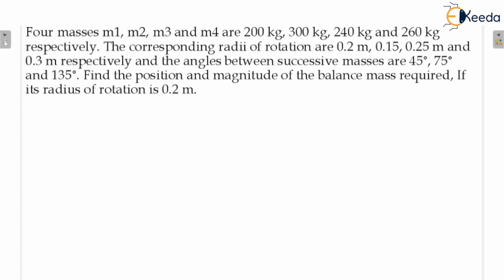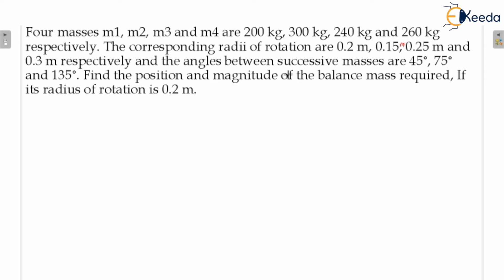Four masses M1, M2, M3, M4 are given and the corresponding radii of rotation are given. That means for mass M1, the radius of rotation is 0.2 meter. For M2, it is 0.15 meter, and for M3, it is 0.25 meter, and for M4, it is 0.3 meter respectively.